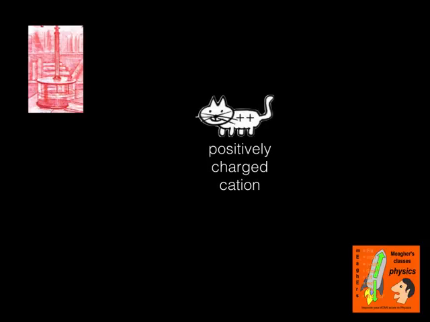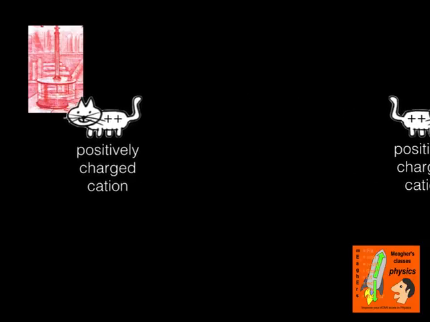We now know that if you, say, rubbed a cat's fur, it may rub the electrons off the fur and the cat could become positively charged. It'd be a positively charged cation. And if you introduced another positively charged cation in proximity to it, they would repel.